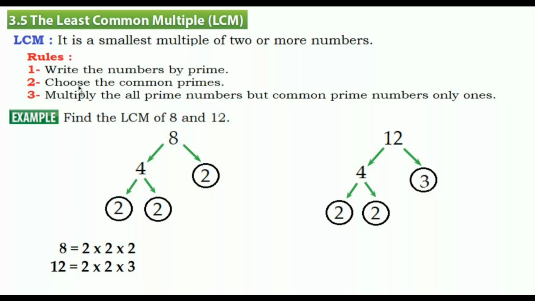Everybody, now let's choose the common prime numbers. This is 2, this is 2. Are they common? Yes. Because of that, we are going to make them circled. Next, 2 and 2. Are these common? Yes. Because of that, we are going to make them circled. Just 2 and 3. Are they common? No. Because of that, we cannot make a blue circle, a red one and a green one.